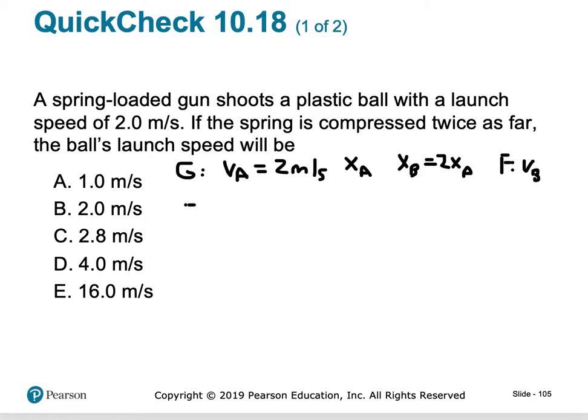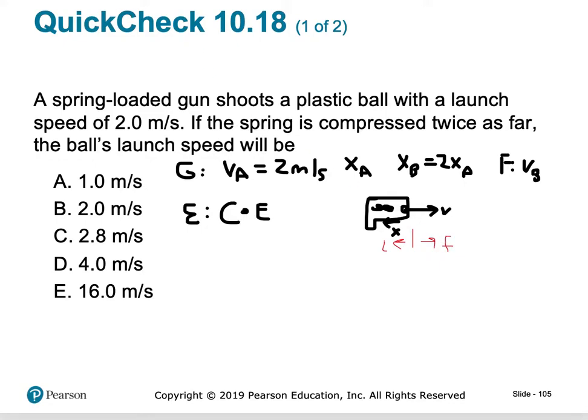So let's take a look at this. Our equation is going to be conservation of energy. We have an isolated system. We just have a spring and a gun, and that's shooting a ball out with a speed V. And the spring is compressed some distance x. So here's our division line, and this would be the before case, or the initial case, and this side would be the final case.